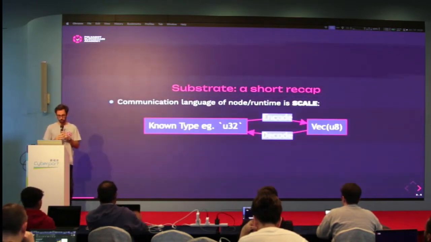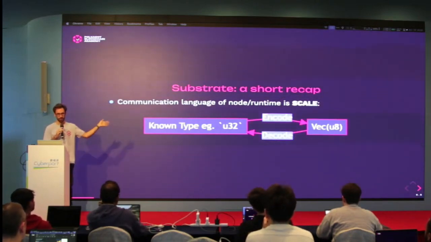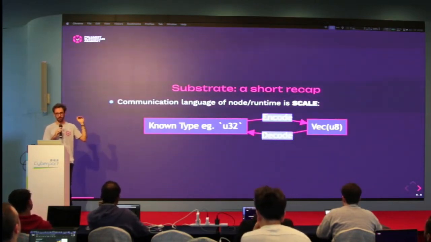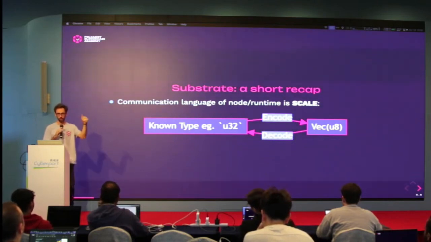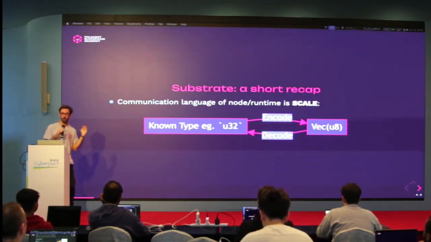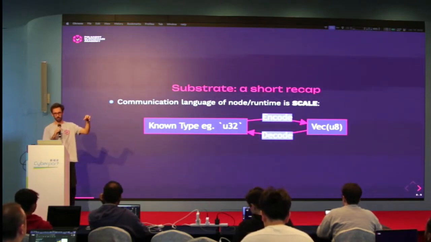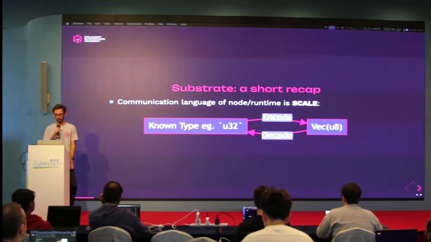A very short recap of everything that SCALE is as well. If you want to really boil it down to one diagram, it's this: SCALE is all about encoding and decoding to known types. You have a known type like u32, you encode, you get some bytes back, then you can decode those bytes back to a known type again.